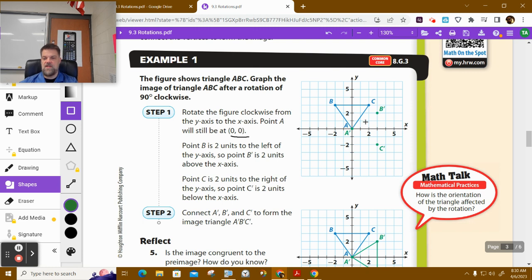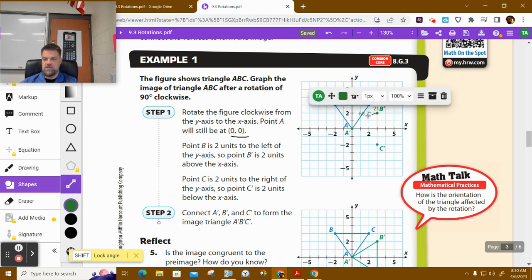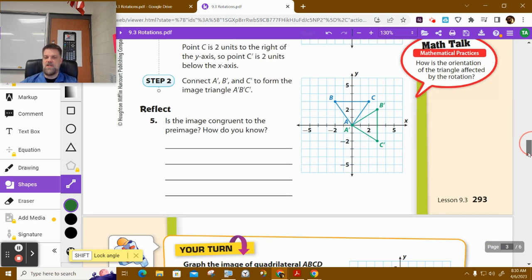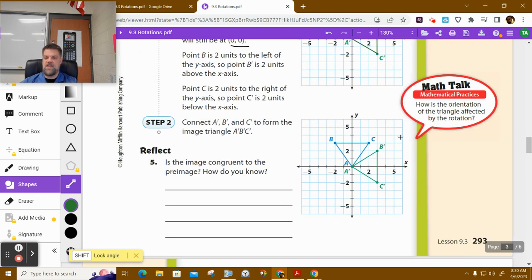So let's do that. So use your protractor. Oops, that's the wrong image. Use your protractor and draw a line from A prime to B prime and B prime to C prime and then A prime to C prime. Okay? And there it is. And so when you're done, it will look like this down here.